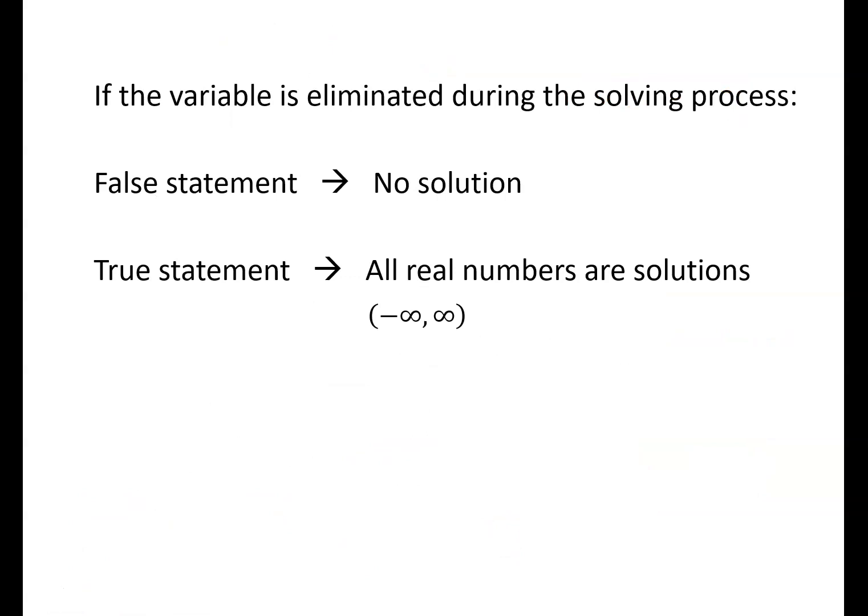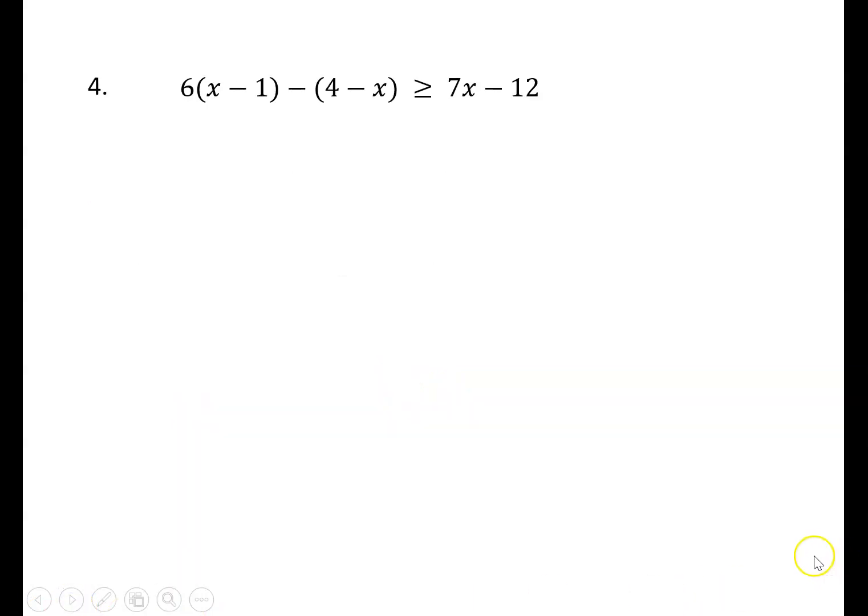Now, sometimes when you're solving, just like with the equations, the variable may be eliminated, disappear from the inequality. If that happens, you're going to look at the statement that has just the numbers in it, and if it is false, your answer is no solution. If the statement is true, all real numbers, and remember you can abbreviate that with that big R. The interval notation for all real numbers is negative infinity to positive infinity. So with that in mind, let's work another example.